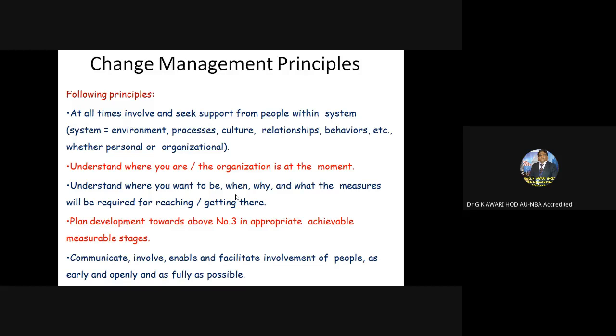So therefore, in change management, you need to have a meticulous plan and try to execute it with the help of achievable and measurable stages. Communicate, involve, enable, and facilitate involvement of people as early and openly as fully as possible. Many times we feel that changes are to be kept hidden, but if changes are kept hidden and sudden changes are brought, then an explosion will take place, and due to the explosion, that change management policy will not be successful. Therefore we need to communicate with the people, communicate with all stakeholders, take their feedback, and accordingly it should be implemented.